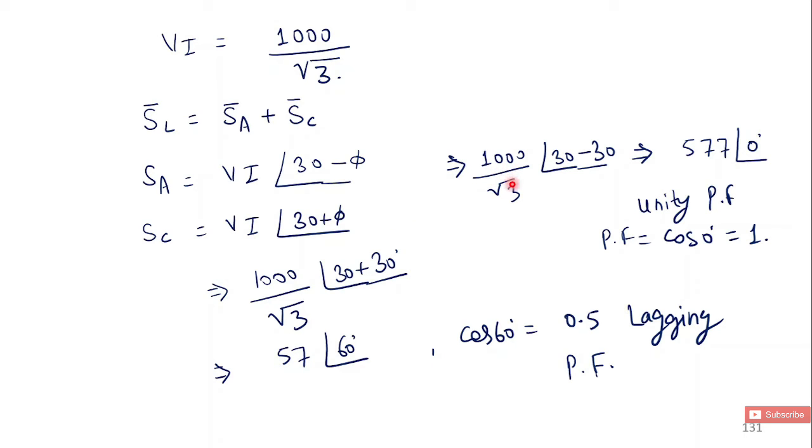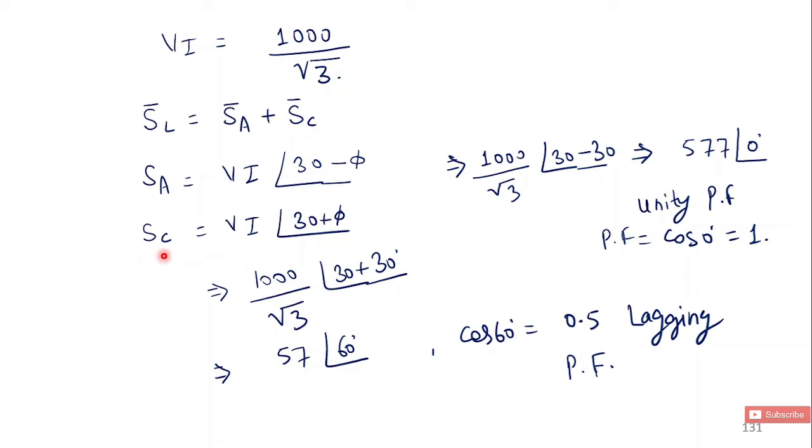So VI is 1000 by √3 from this relation. So 30 minus phi is 0. So transformer A is operating at the unity power factor. Cos 0 is 1, so it is operating at unity power factor.